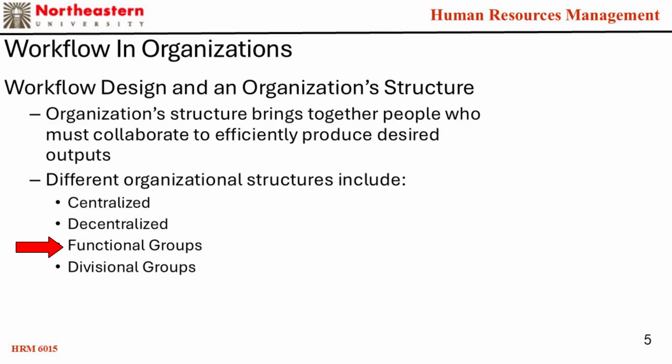You can also go by functional groups, what people do by their job title. So you could have the CEO at the top, and then you could have the legal department, you could have the HR department, the marketing department, the accounting department, R&D.